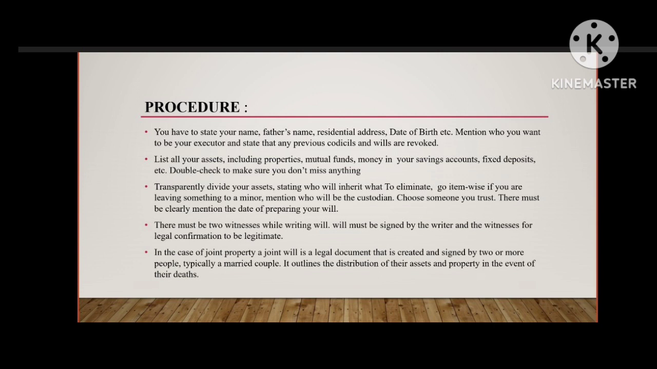In the case of joint property, a joint will is created and signed by two or more people, typically a married couple. It outlines the distribution of their assets and property in the event of their deaths.